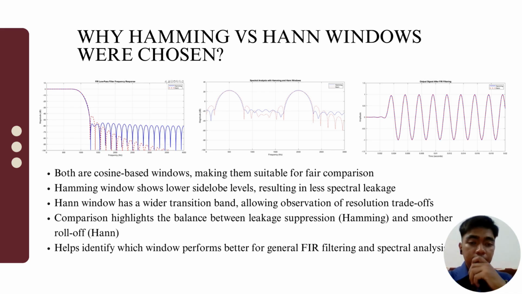You can also see the noise from the 2000 Hz component has been successfully filtered out by both the Hamming and the Hann filter. The two lines, red and blue, are perfectly overlapped, proving that for this specific application both windows perform excellently.